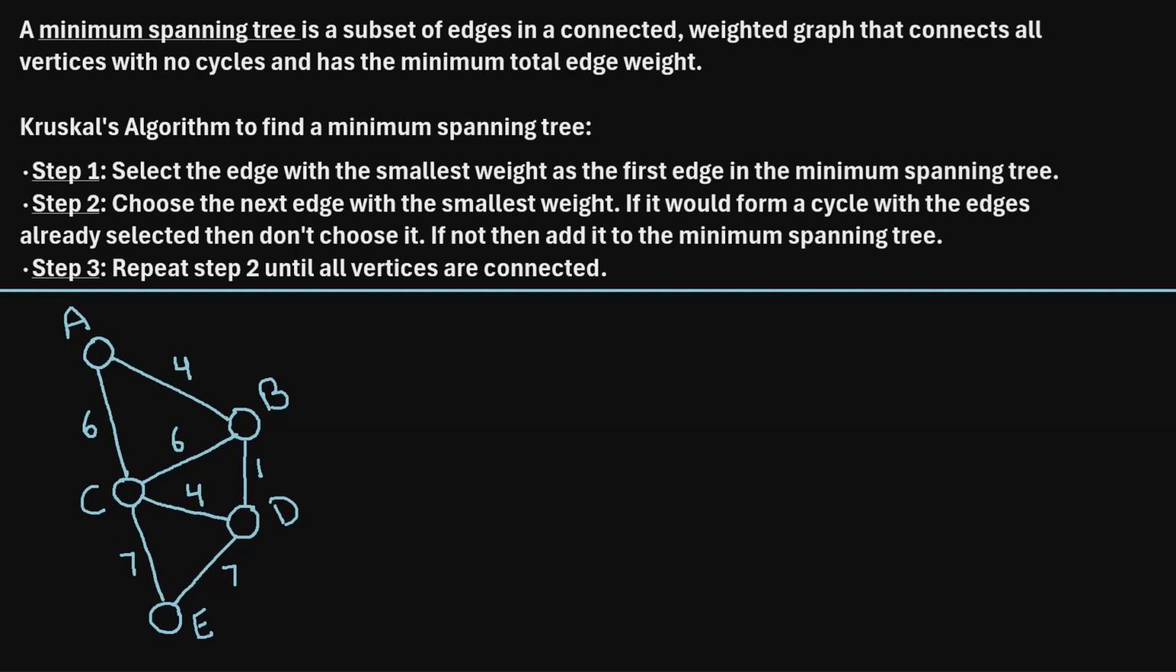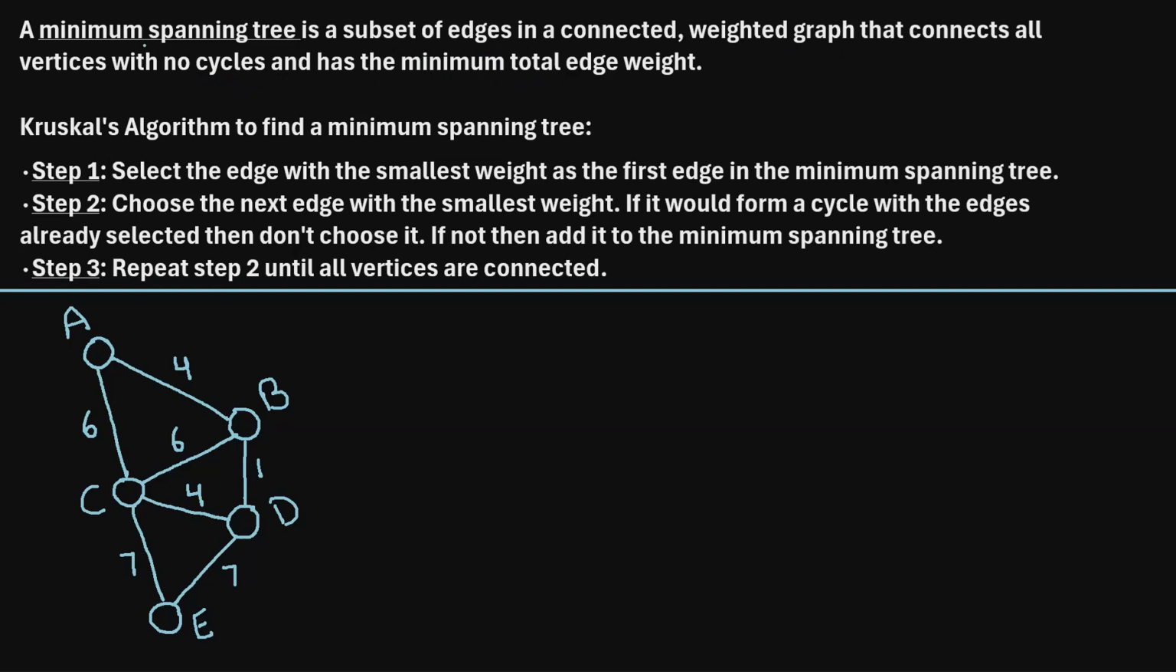In this video, I will explain how to use Kruskal's algorithm to find a minimum spanning tree in a graph. So let's start with a quick definition. A minimum spanning tree is a subset of edges in a connected weighted graph that connects all vertices with no cycles and has the minimum total edge weight.